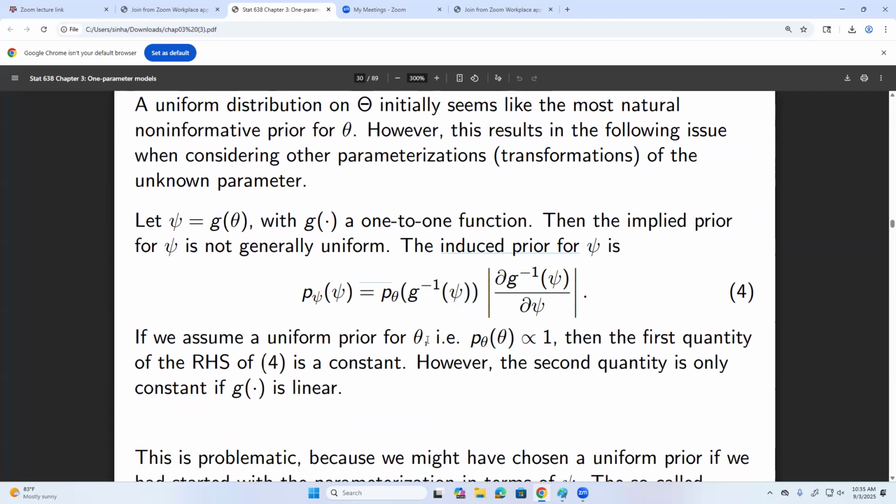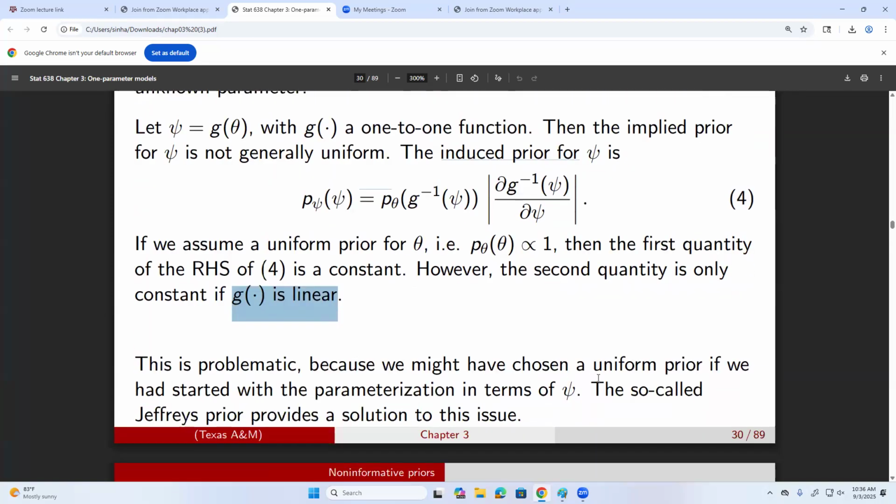If we assume a uniform prior for theta, that means p theta is proportional to 1, then the first quantity of the right hand side of this expression 4 is a constant. However, the second quantity is only constant if g is a linear function. Otherwise, it will be a function of theta or g theta. And this is problematic because we might have chosen a uniform prior if we had started with the parameterization in terms of psi. The so-called Jeffreys prior provides a solution to this issue.